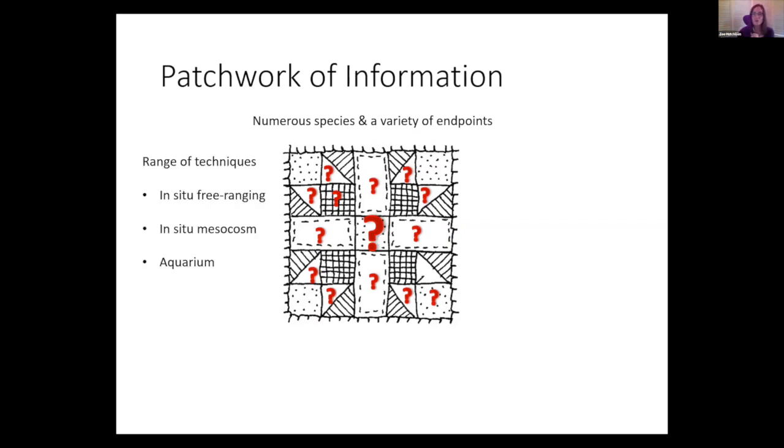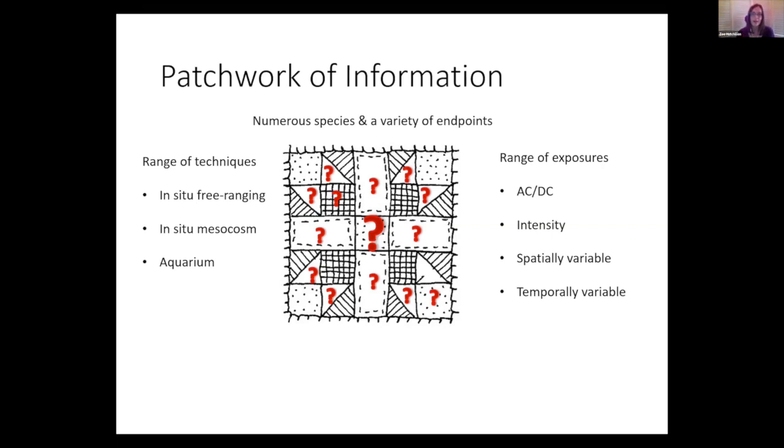And so we'll briefly review some of the techniques that have been used, which are also the techniques available to us going forward. Many of the studies that I've mentioned have used free-ranging studies, allowing exposure of animals to electromagnetic fields from both artificial and natural sources in the environment. Or you can use a mesocosm approach, a semi-controlled environment that allows you to control the exposure levels of the animals. Or you can expose the animals to individual components of the electric or magnetic field in an aquarium setting, and you have even more control under that setting. Within those different techniques, you also have a variety of ranges of exposures, and so we start to see how the patchwork comes together.